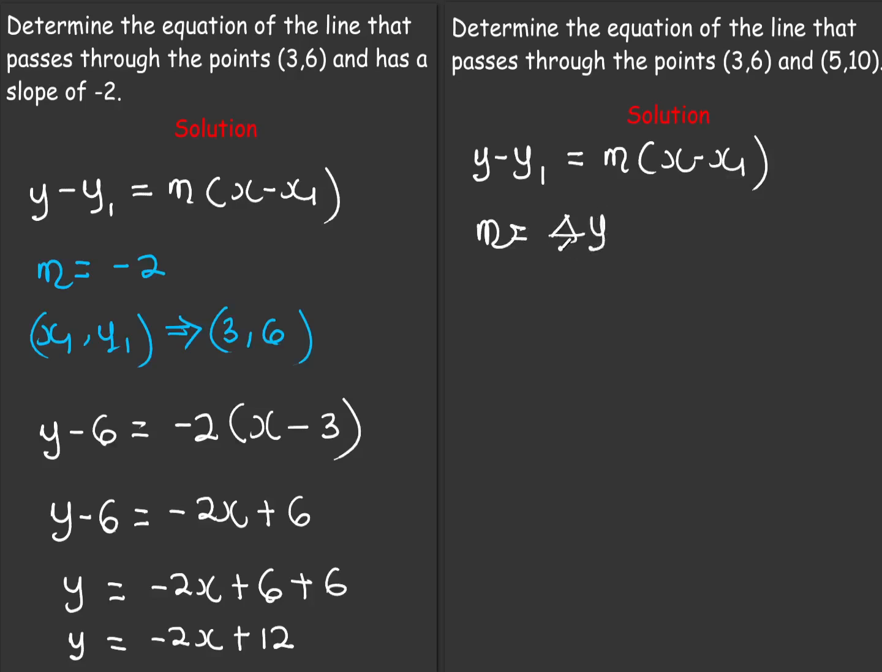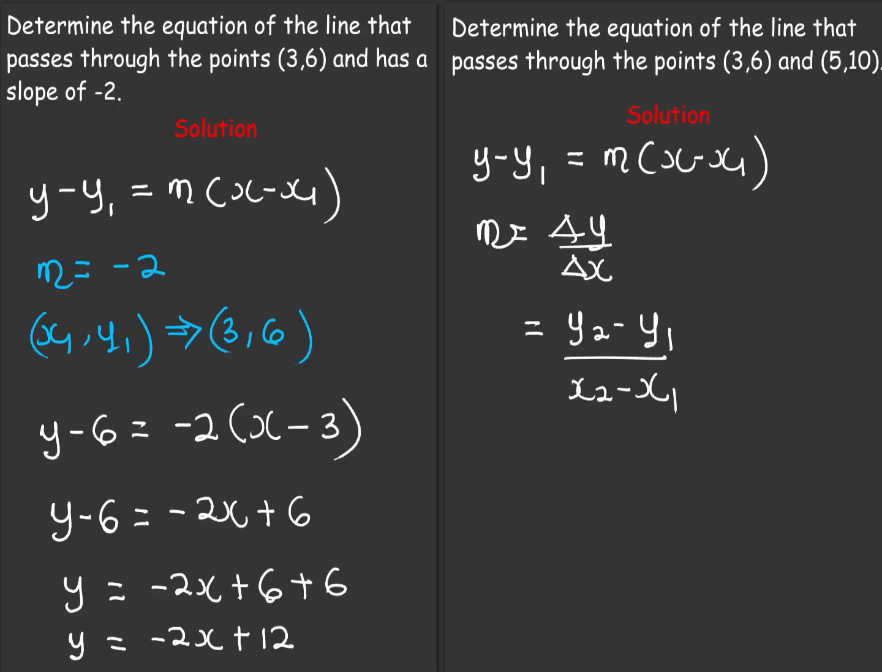So solving for our gradient, which you know is the change in y over the change in x, that is y2 minus y1 all over x2 minus x1. And where are our y1, y2, and x1, x2? We are taking them from here.